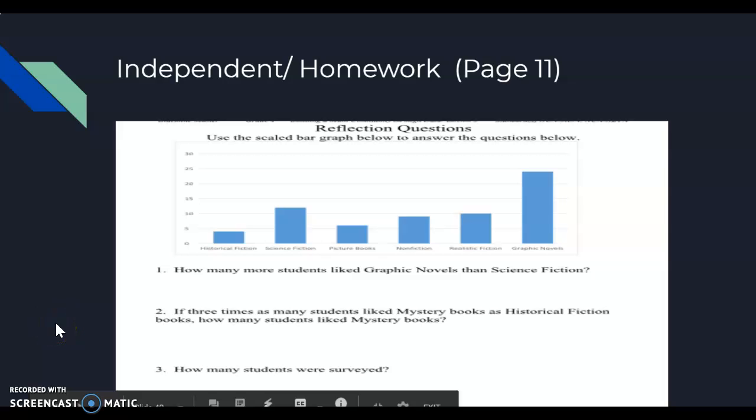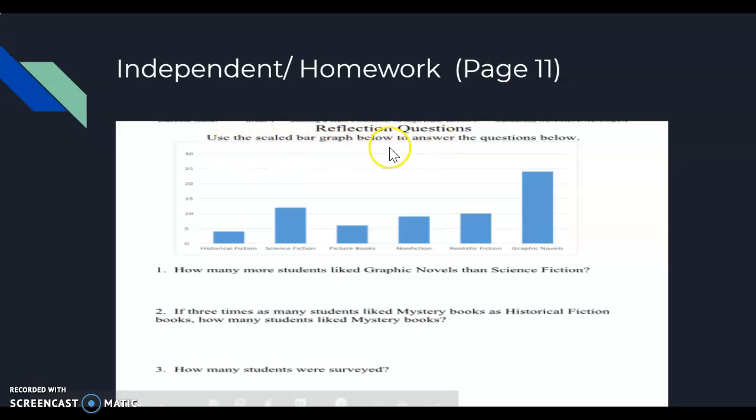Additional independent work, and if you don't finish that, will be homework. It's going to be page 11 in your binder. So go ahead and turn to page number 11 in your math binder. And the binder, of course, was in the material that you all picked up last week. And the title of it is going to be Reflection Questions.